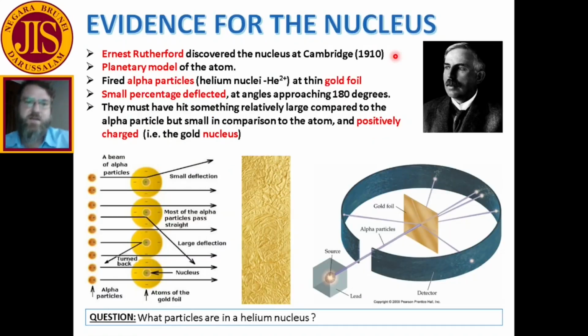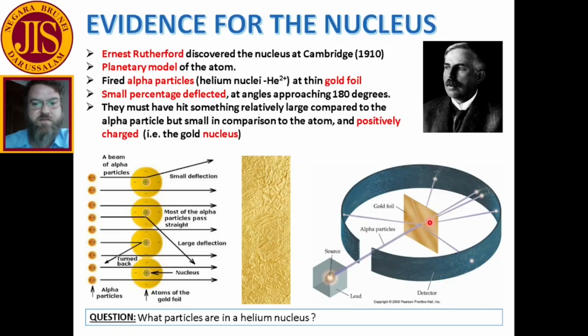The evidence for the planetary model of the atom, which is the one you learnt about in GCSE, came from an experiment performed by a gentleman called Sir Ernest Rutherford at Cambridge in 1910. What he did is he put some gold foil in front of an alpha particle source. Alpha particles, you should know, are helium nuclei. That's just 2 protons and 2 neutrons. So they're positive. And he fired these alpha particles at this gold foil. What he found is that the vast majority of them went through, no problem, but some of them were deflected back, sometimes at really great angles.